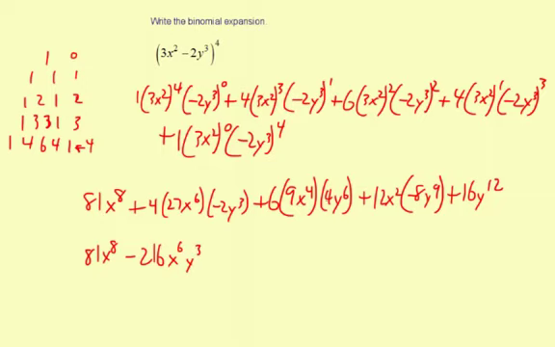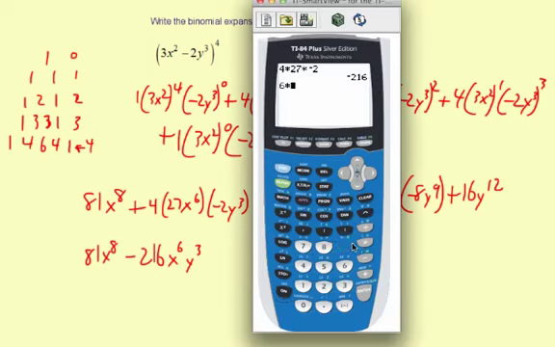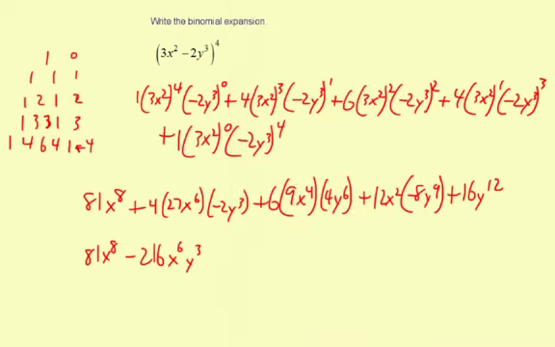and then 6 times 9 times 4 is going to be the next coefficient. 6 times 9 times 4, that was 216, so plus 216, x to the fourth, y to the sixth. And then the next coefficient will be 12 times negative 8, which is negative 96, so it'll be minus 96. Then it'll be x squared, y to the ninth, and then plus 16y to the 12th. Okay, now that's the full binomial expansion.